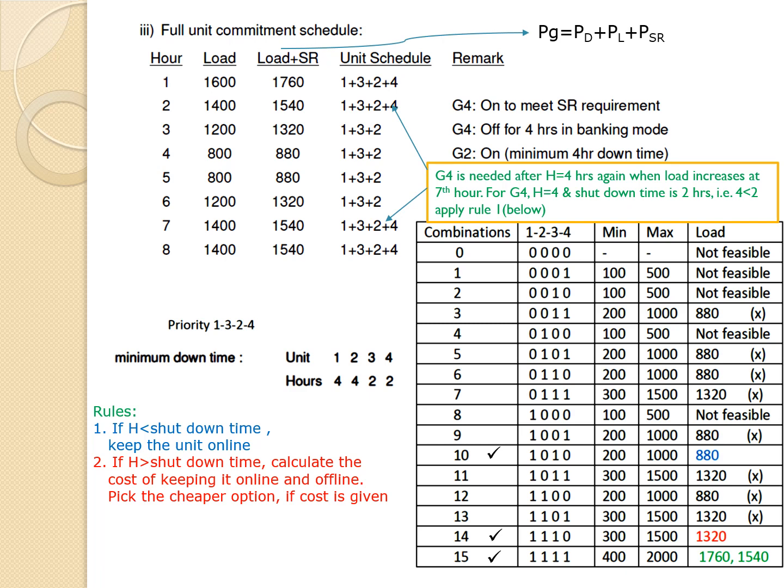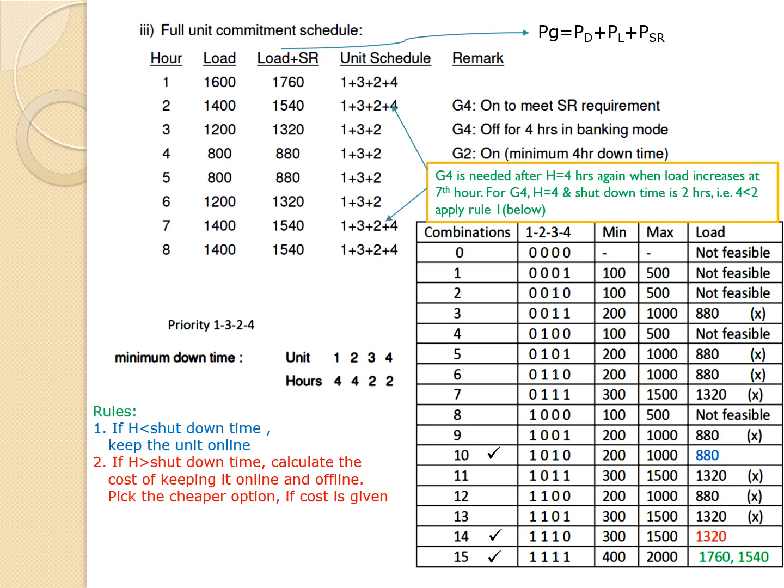So we'll look again with the combination number 0, which is written there as 0, 0, 0, 0, which means all the 4 units are in the off state, so no load can be supplied. So we can call this combination not feasible to meet the load. In the next case we have written 0001.